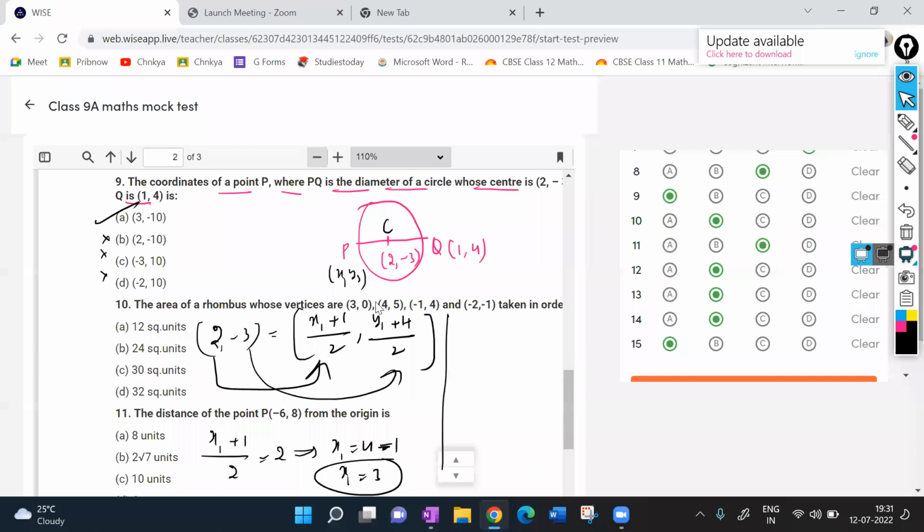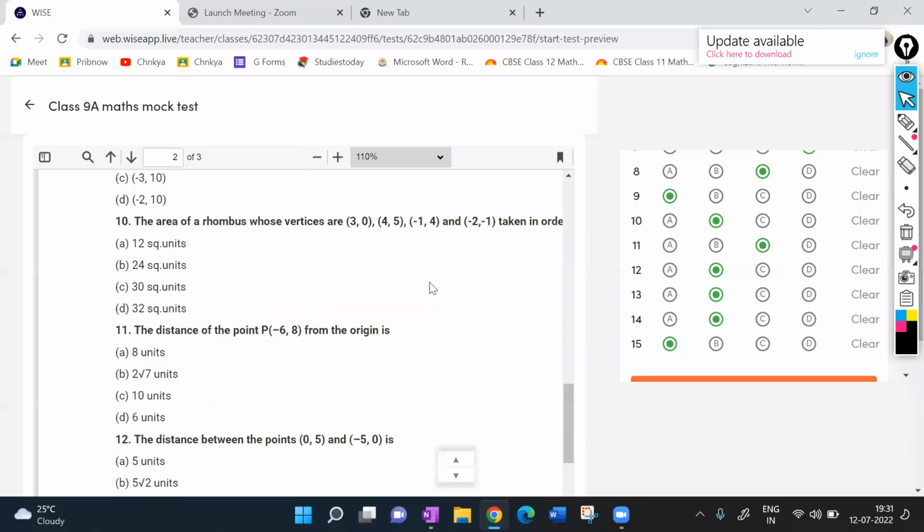The area of the rhombus whose vertices are taken in order. So what is the formula for the area of a rhombus directly? Sir, product of diagonals by 2, or else we can use area of triangles. So the diagonals will be AC and BD. We have to use the distance formula, find out the diagonals and then take the product by 2.